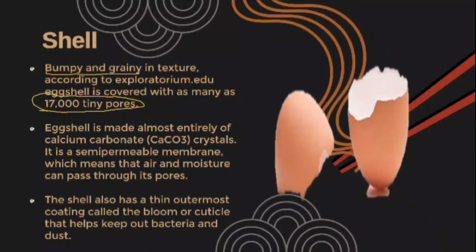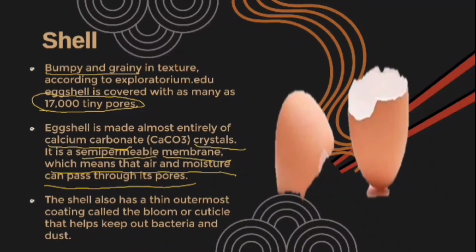Eggshell is made almost entirely of calcium carbonate or crystals. It is a semi-permeable membrane, which means that air and moisture can pass through its pores. Ibig sabihin, may butas siya, pwedeng pumasok yung air. I-observe niyo yung itlog na pinakukuluan niyo sa bahay. Kung mapapansin niyo, habang kumukulo yung itlog, bumubula sa paligid niya. Hindi lang dahil sa init ng tubig, but also yung nanggagaling mismo sa egg, lumalabas na air at may pumapasok na air. And that is because of the 17,000 tiny pores.